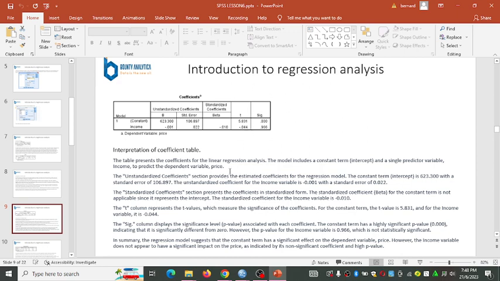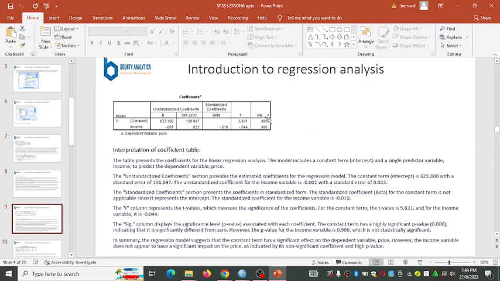I want us to concentrate on the significant values, and this column displays the significance levels or the p-values that are associated with each coefficient. So the constant term has a highly significant p-value. The constant term value is 0.000, which is less than 0.05. So this value is statistically significant, indicating that the constant is statistically significantly different from zero, right?